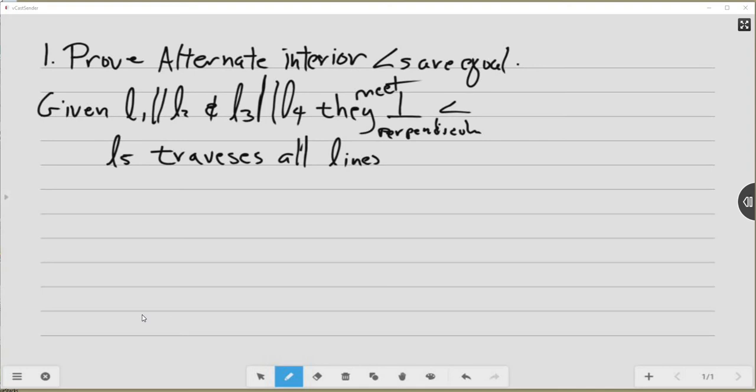Let's do the drawing. Hey, can we be quiet, please? What else can I say? Quiet.